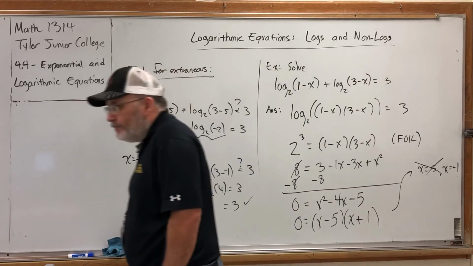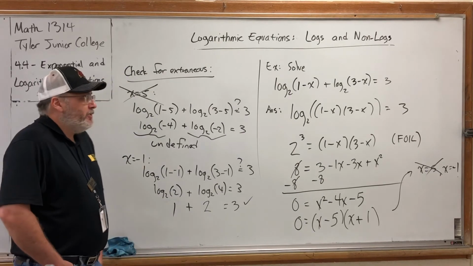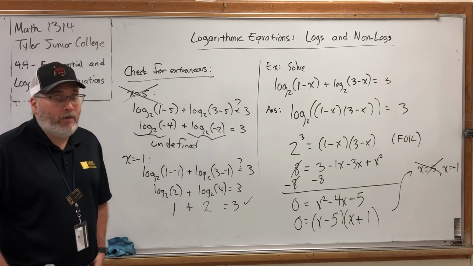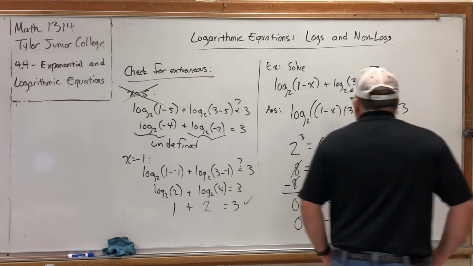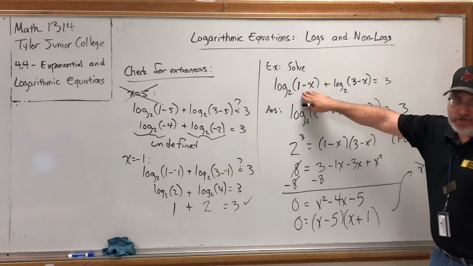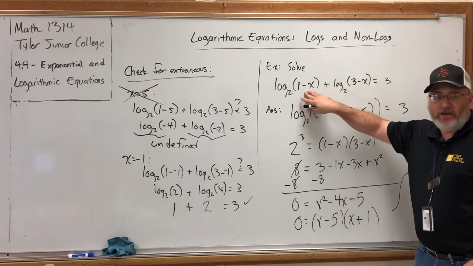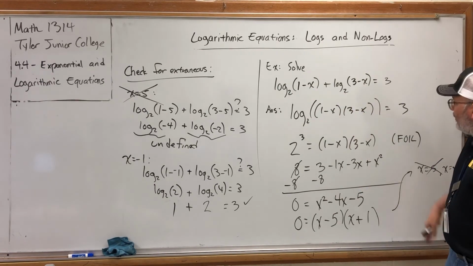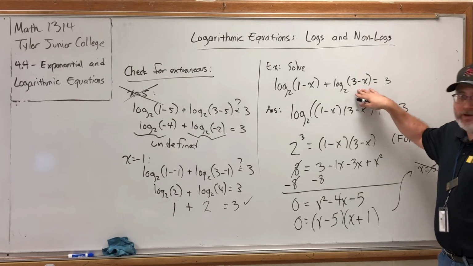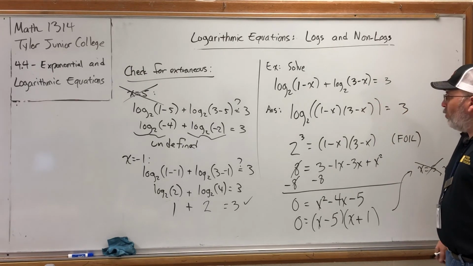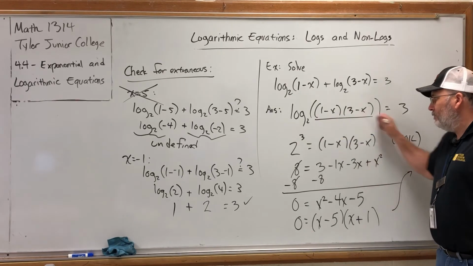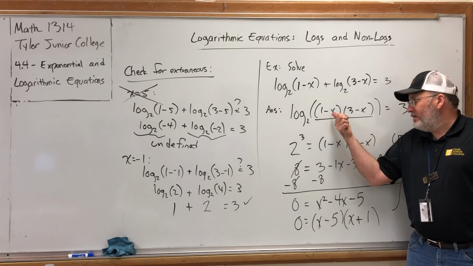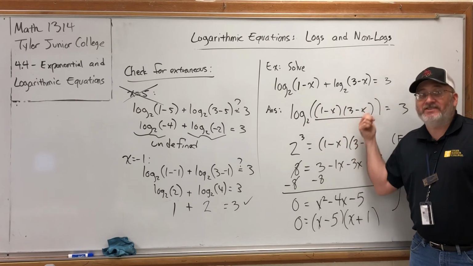Not just because I said so. Condensing only works on a domain that works for every log. What does that mean? There are numbers that I can't put into this log because they make this argument negative, such as 5. And there are numbers that I can't put into this log because they make the argument negative, such as 5. But when I condense them, 5 now works. Because 5 gives me negative 4 times negative 2, which is positive 8.